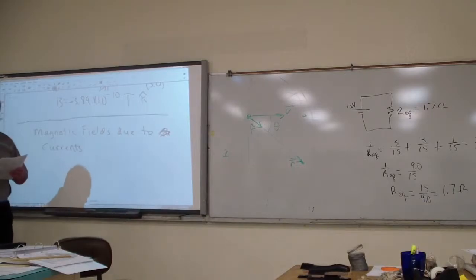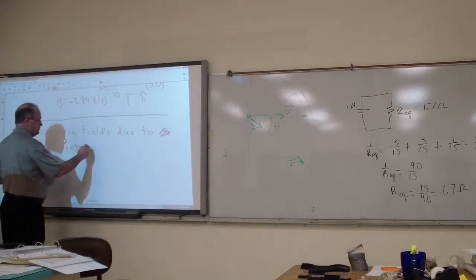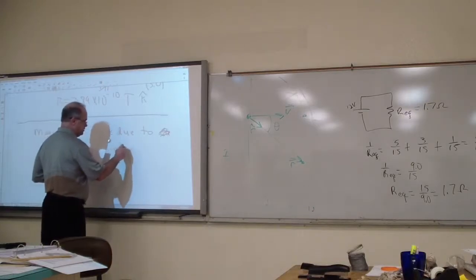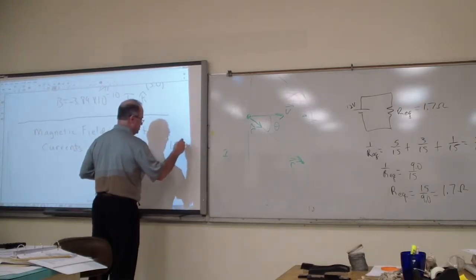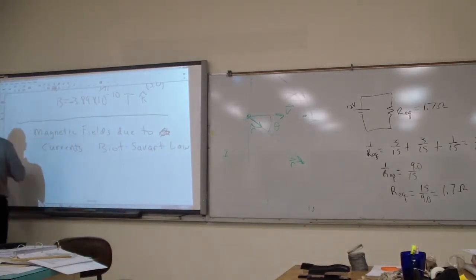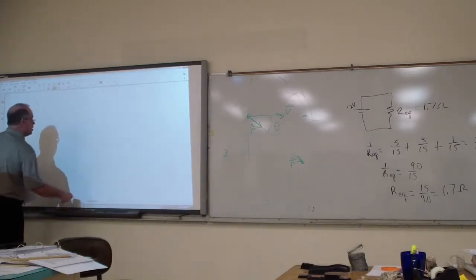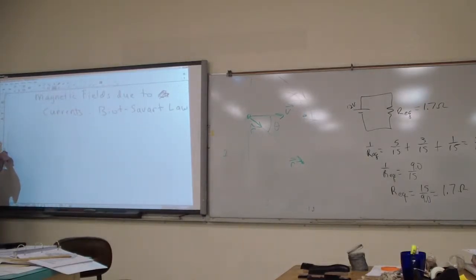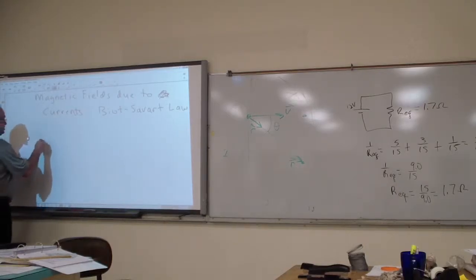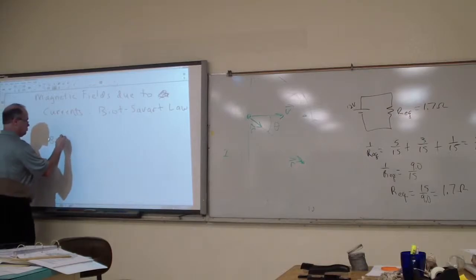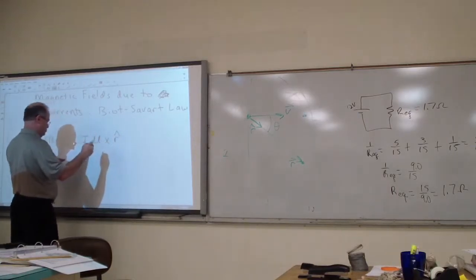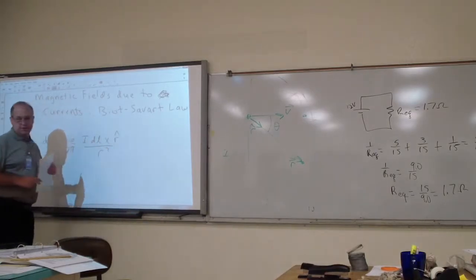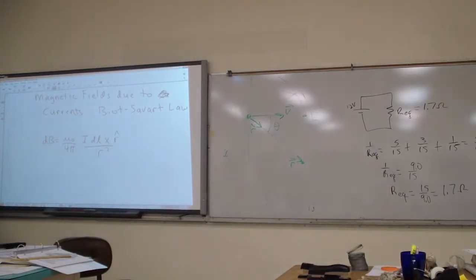Magnetic fields due to currents. This is called the Biot-Savart law. It must be some French guy. But it's found by a guy in Ampere, so I don't know. Bless you, somebody. All right. And it's this. Very similar to what you just did. Real similar, isn't it?